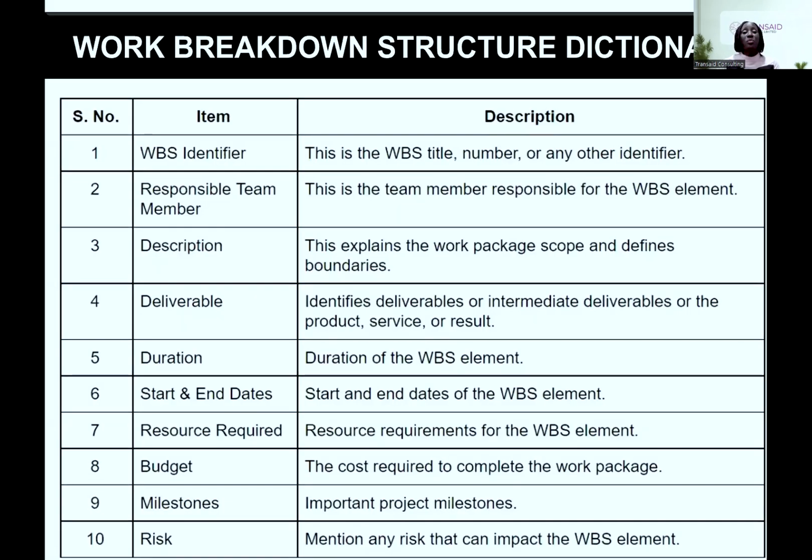So the next thing is the work breakdown structure dictionary. What is the difference between the work breakdown structure and the work breakdown structure dictionary? The dictionary just gives you more details about each item. So when you are looking for something, you ask: this item, what is the identifier? Maybe number 7. Which team member is responsible? Description, this explains the work package scope and defines boundaries. Deliverable, duration, the start and the end, the resources required. Basically, it will just give you more details.